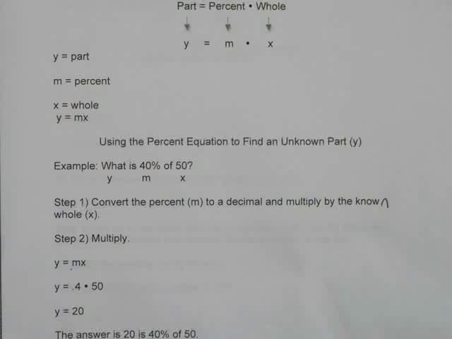Book 7, this is 3-1, the percent equation. And this equation is a trilogy. Think like rock, paper, scissors, or snap, crackle, and pop. It's got 3 parts, and this equation works out like this.